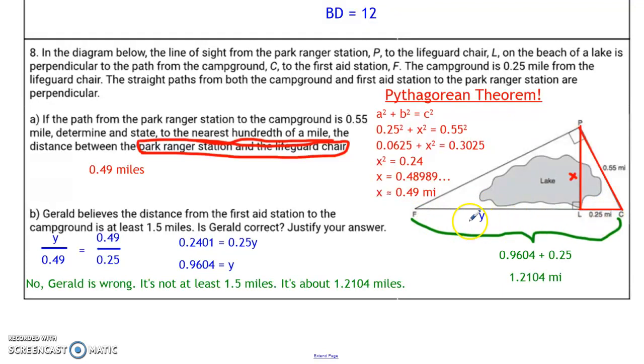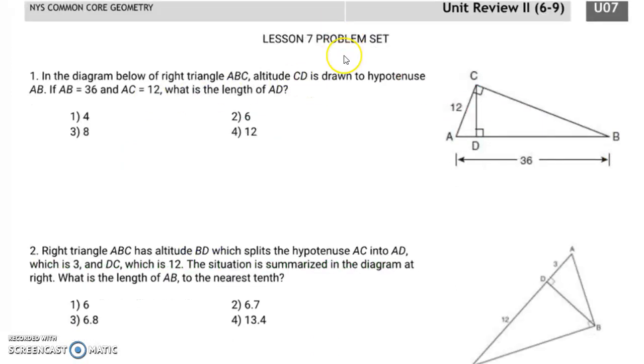So we take part divided by altitude equals altitude divided by other part. That's here. And we know that that x is no longer x. We know that x is 0.49. So we're asked whether Gerald is correct or not. And, well, we can see pretty definitively here once we solve for y, we get 0.9604. That's this piece. That means that the whole entire thing should be 0.9604 plus 0.25. That's not 1.5 miles. It's less. So Gerald is wrong. Moving on to the lesson 7 problem set.